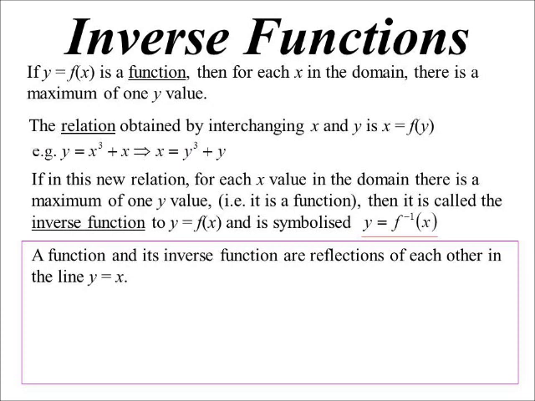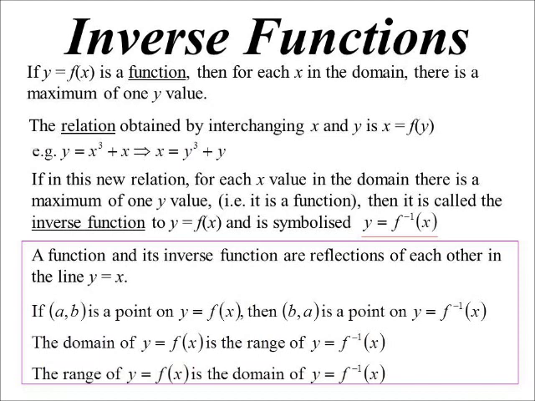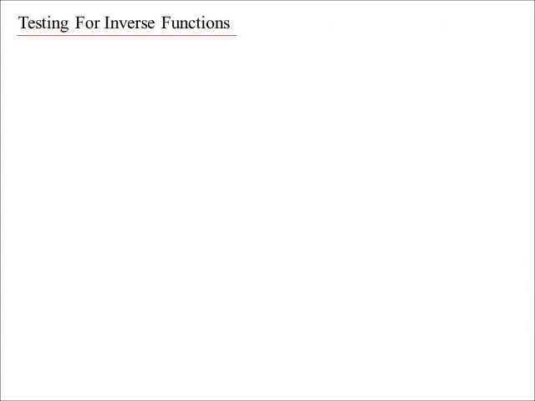What that therefore means is if the point (a, b) is on the original function, then the point (b, a) should be on the new one, the inverse. And the domain of the original one would become the range of the inverse, and the range of the original one becomes the domain of the inverse. So everything swaps around.